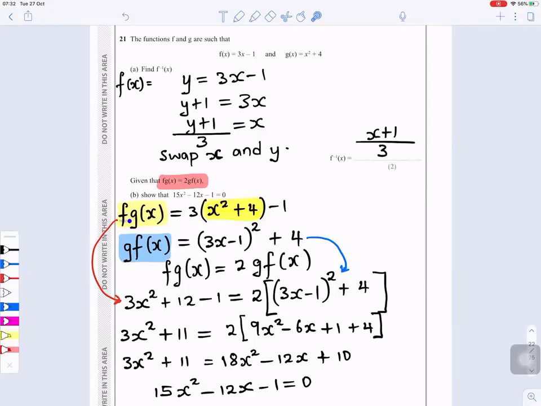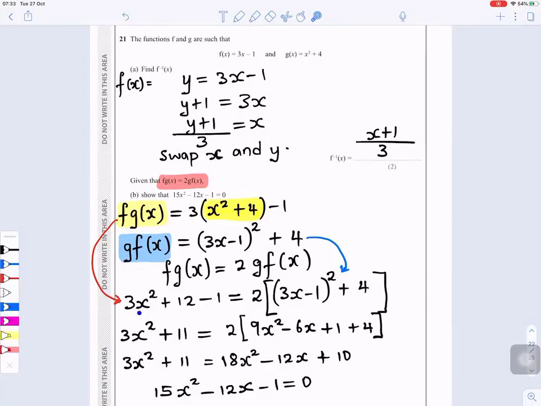So let's go. fg of x: g of x is x squared plus 4. We take that and replace the x in f. So the x squared plus 4, which comes from the g of x, replaces the x in the f of x. That would give you 3 bracket x squared plus 4 minus 1. For gf of x, we take f of x, which is 3x minus 1, and replace the x in g of x. So 3x minus 1 takes the place of x, and that becomes 3x minus 1 all squared plus 4. We put it in that equation.